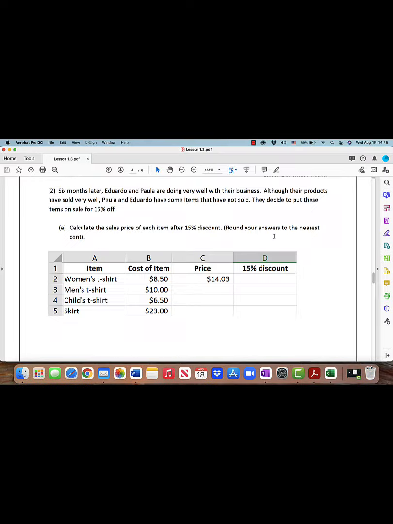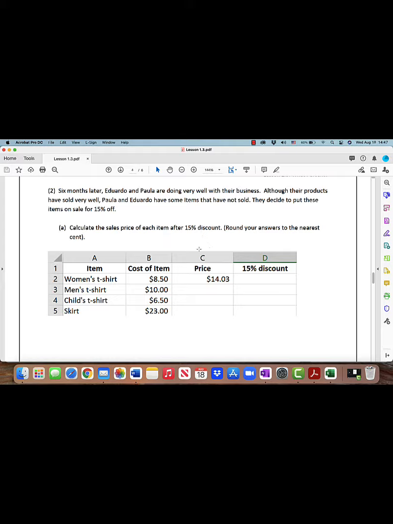All right. Now, let's take a look at the second question in this lesson. It says 6 months later, Eduardo and Paula are doing very well with their business. All of the products have sold very well. Paula and Eduardo have some items that have not sold. They decide to put these items on sale for 15% off. Calculate the sale price of each item after the 15% discount and round your answer to the nearest cent.